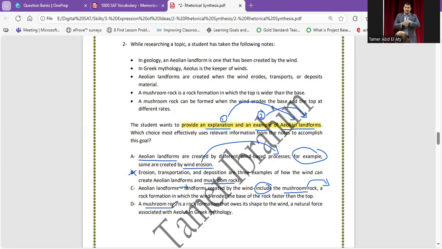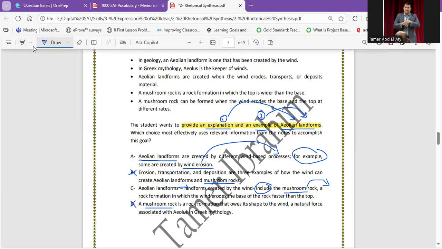A mushroom rock, the example, is a rock formation that owes its shape to the wind, a natural force associated with Aeolus in Greek mythology. It doesn't give me the explanation for the aeolian landforms. So now I'm between A and C, despite that C is clear that it's the answer. C gives the explanation of aeolian landforms, and again he gives me the example.